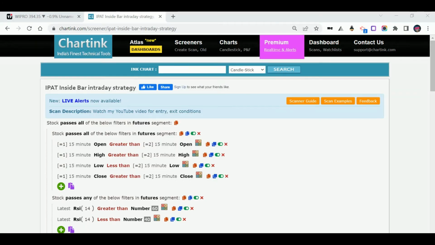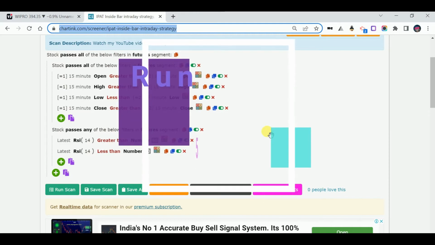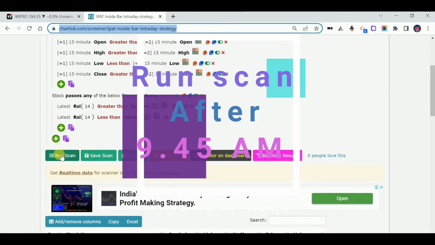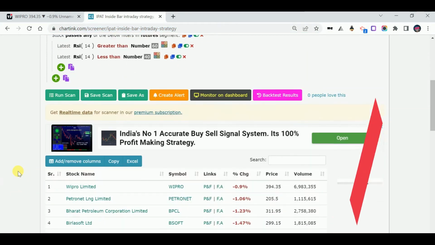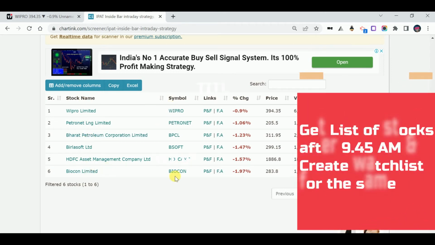We are going to use the live scanner to identify the inside bar pattern on the 15 minutes time frame. For that, I have created one strategy on the Chartink platform. I will share this link in the description box below. After 9:45 AM, you have to come here, open this scanner and click on run scan. So you will get a list of stocks where there will be an inside bar pattern on the first two candles.